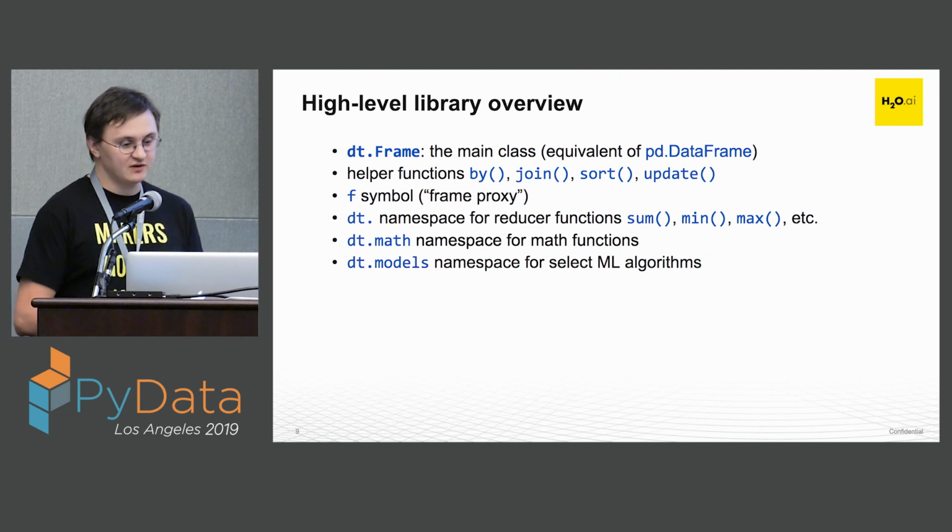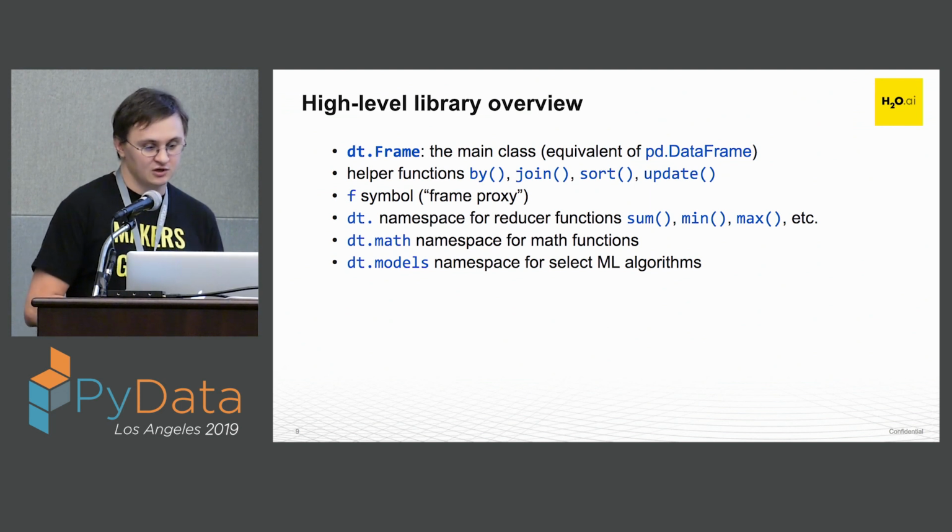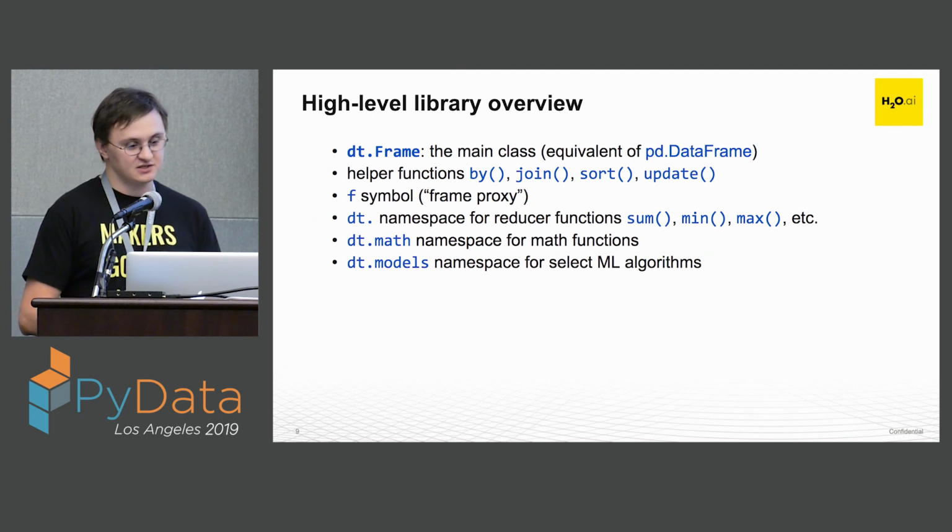Then we also have these little helper functions: by, join, sort, and update. They are used to perform basic operations, which are suggested by their names. And then there is this f symbol, which stands for frame proxy, and we'll talk about it a little bit more.